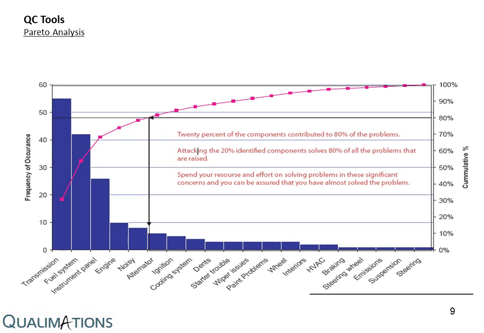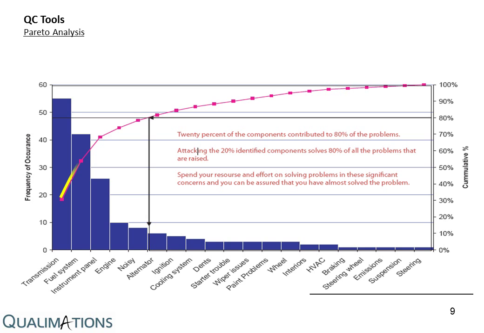Consider an example in which the list of problem areas in a car is identified. The issues or concerns are listed in descending order of their occurrence. First, a histogram of the issue areas is plotted. Then a cumulative occurrence of this is plotted.